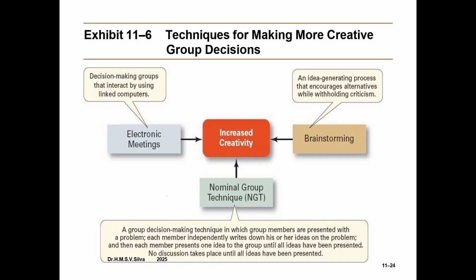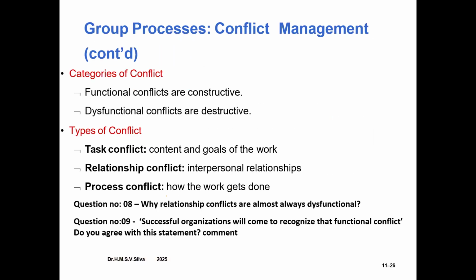So when a problem is given, every member will write down their ideas independently, and they will present them in front of the others. Once all have presented their ideas, then discussion takes place. After evaluating all these discussions, they can select the most appropriate solution for the situation. Anyhow, brainstorming, nominal group technique, and electronic meeting are three techniques we can use for the group decision making process.